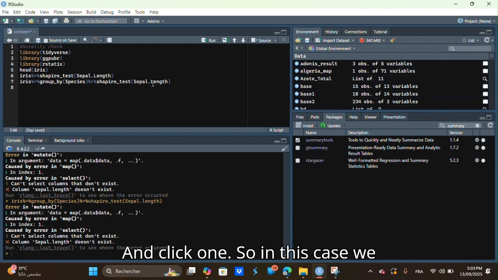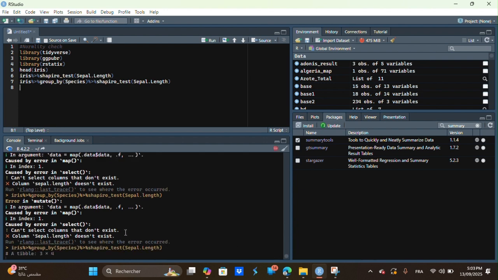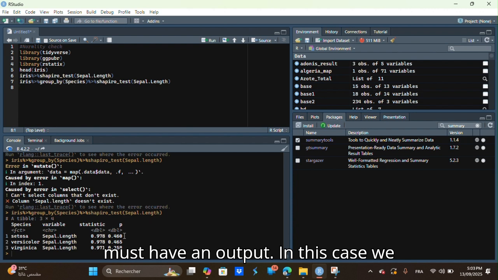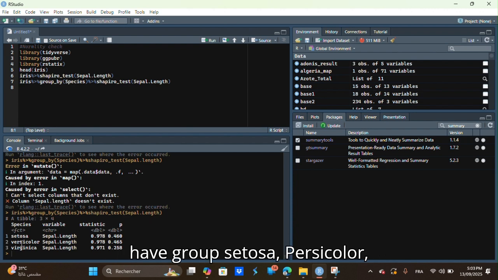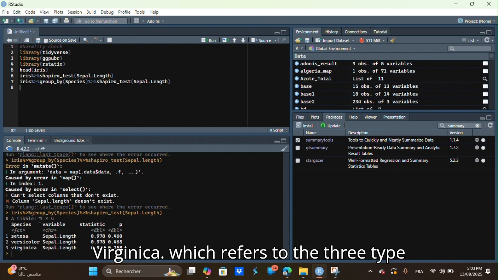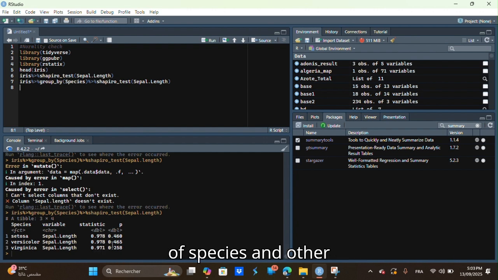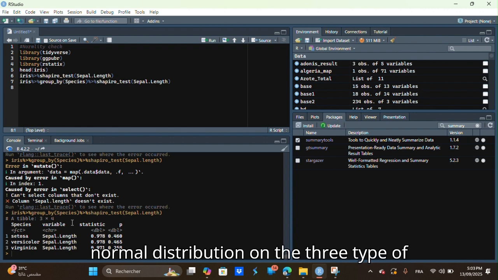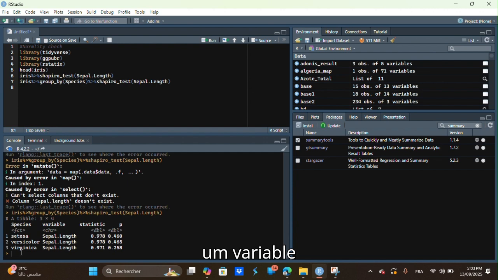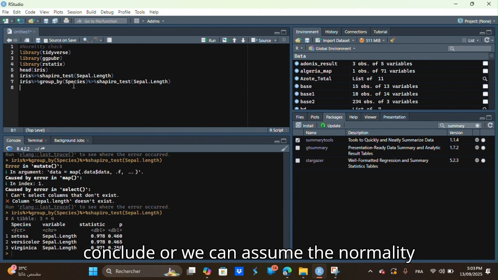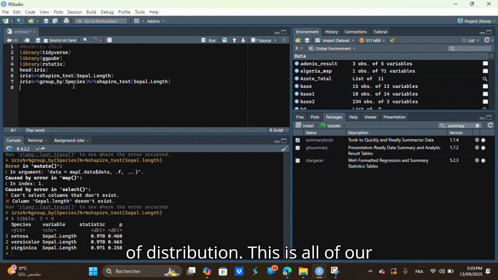And click run. So in this case we must have the output. In this case, we have the groups setosa, versicolor, virginica, which refer to the three types of species, and their p-values. All p-values are greater than 0.05, which means that our sepal length follows a normal distribution in the three types of the independent variable, which is species. So we can conclude, or we can assume, the normality of distribution.